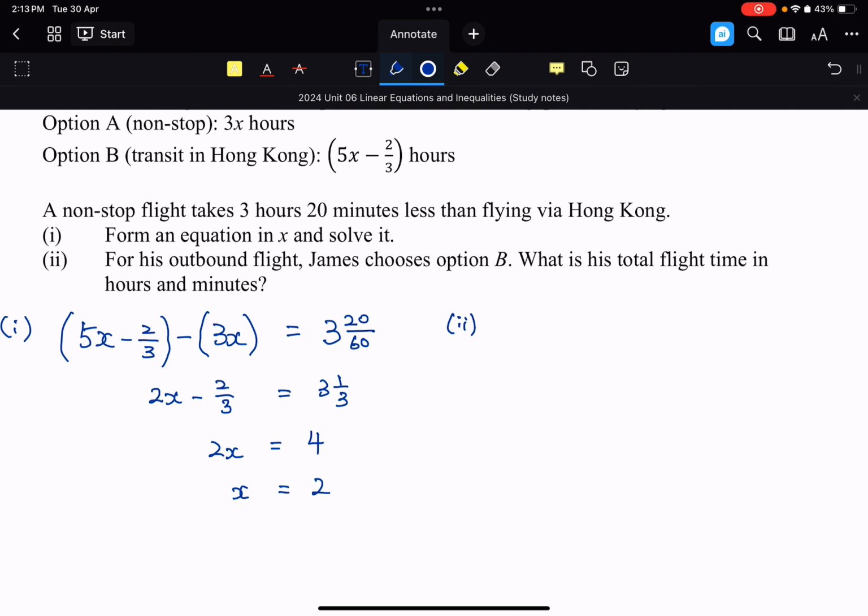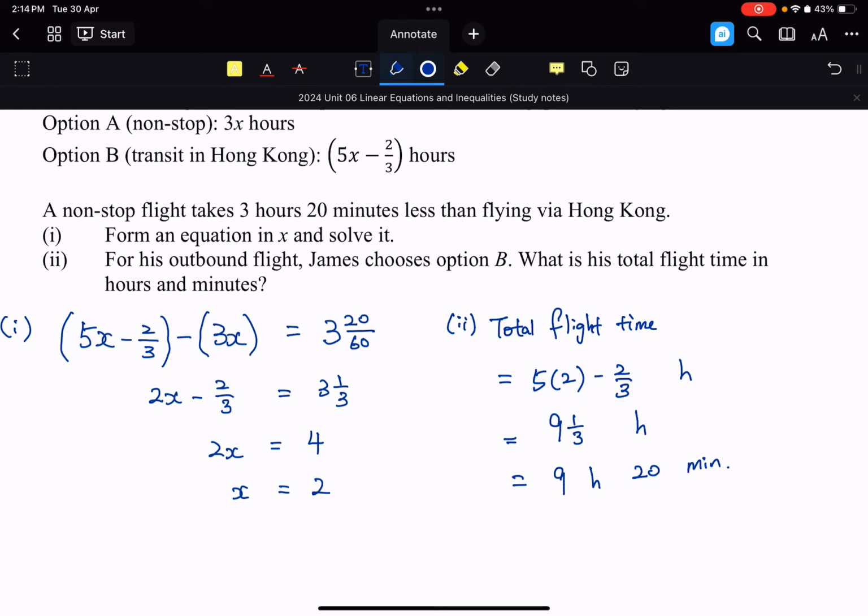Part 2: for his outward bound, he decided to choose option B. So what is his total flight time? His total flight time will be 5 times 2, since x is 2, minus 2/3, in terms of hours. Work this out: this is 9 1/3 hours, which translates to 9 hours 20 minutes.